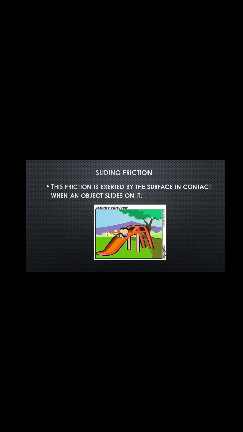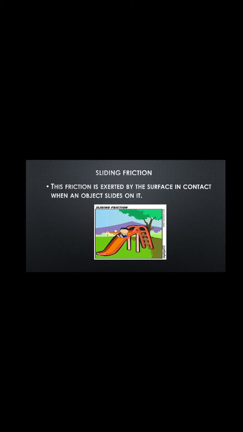And the last type of friction is sliding friction. This friction is exerted by the surface in contact when an object moves by sliding on it. You can see the example of sliding friction in the given picture. So I think it must have become clear to you what are the different types of friction.